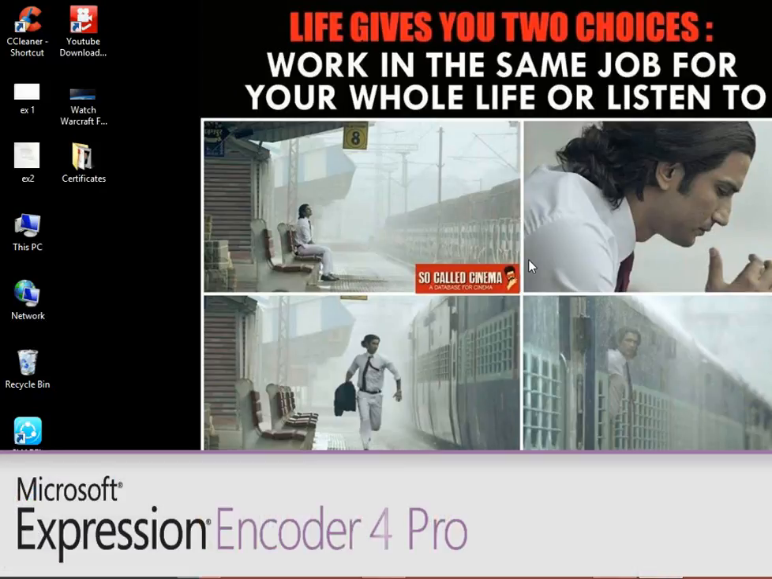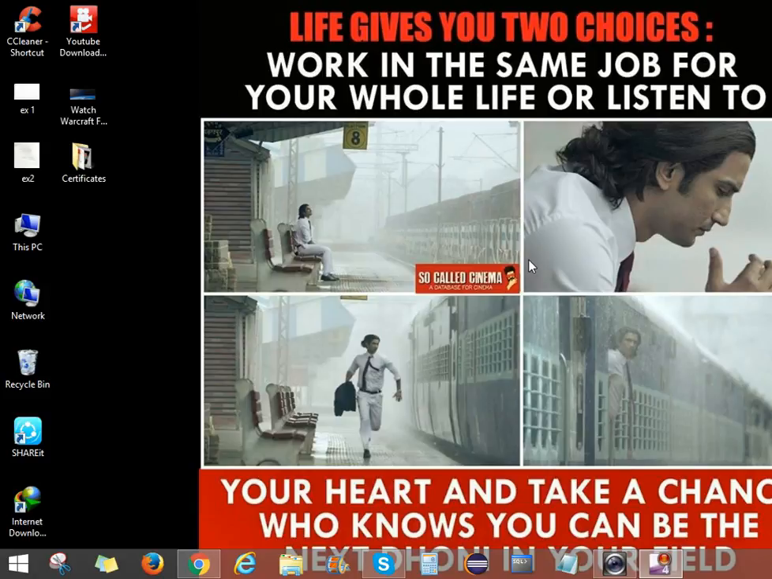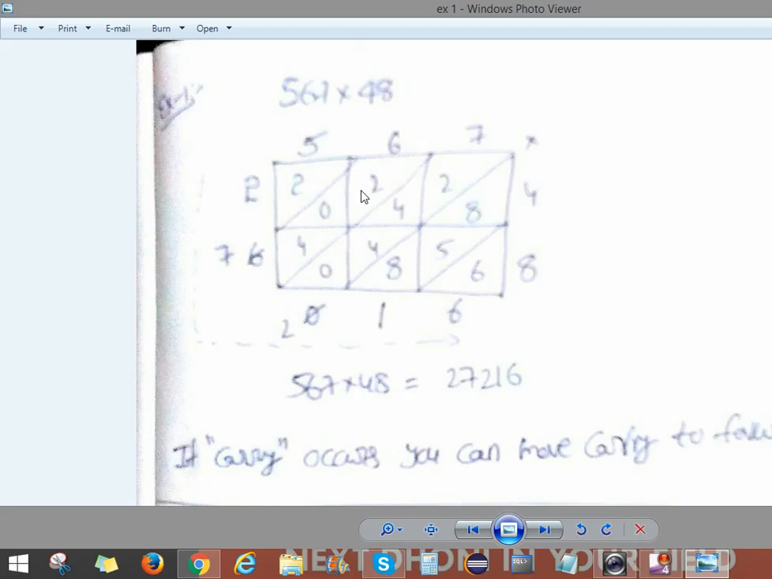Friends, I am Avinash. Today I would like to show you how to multiply a 3-digit number with a 2-digit number with a simple trick. You can solve any type of problems. Sorry for the photo format due to some technical issues.